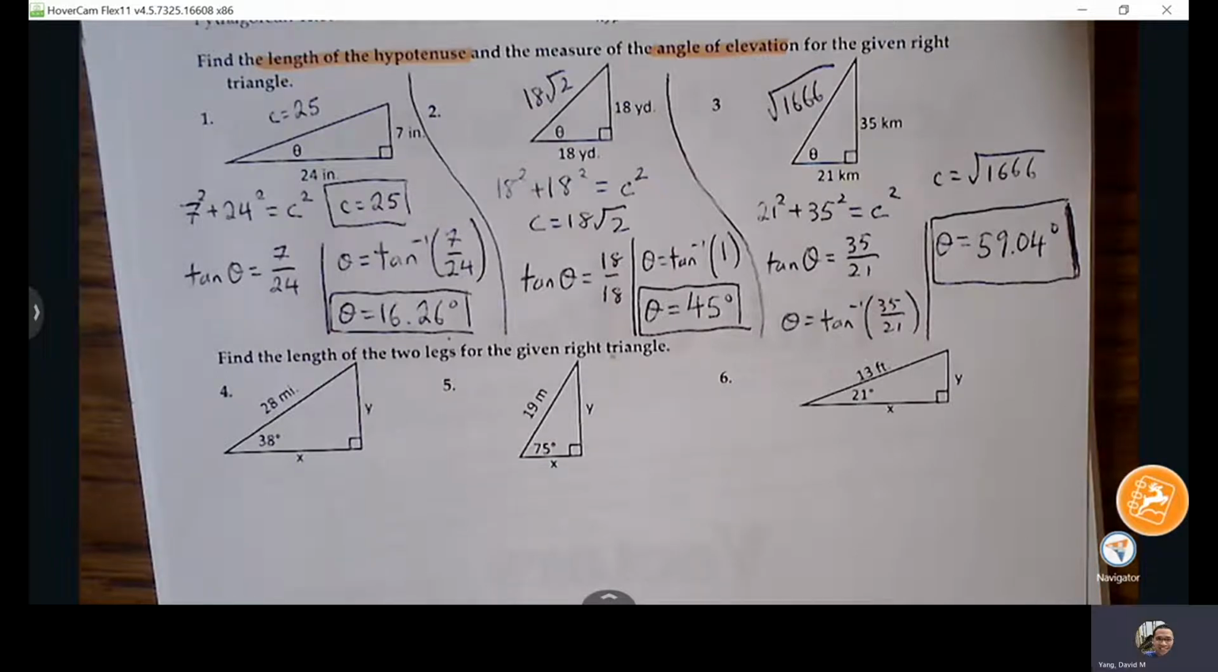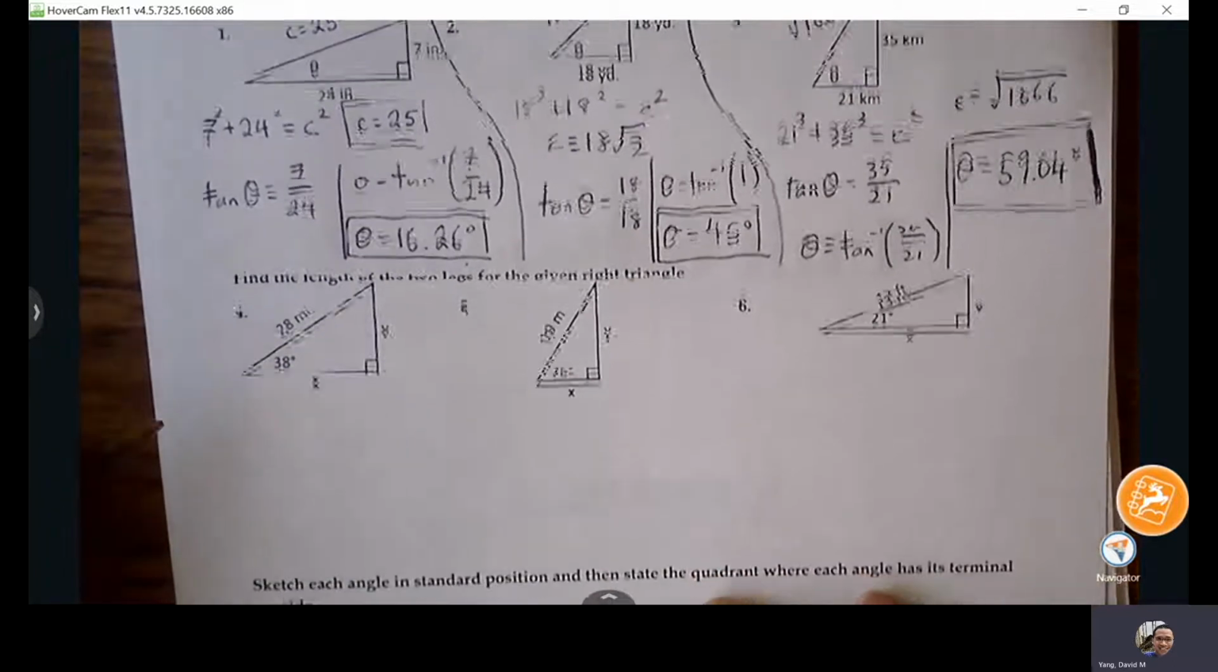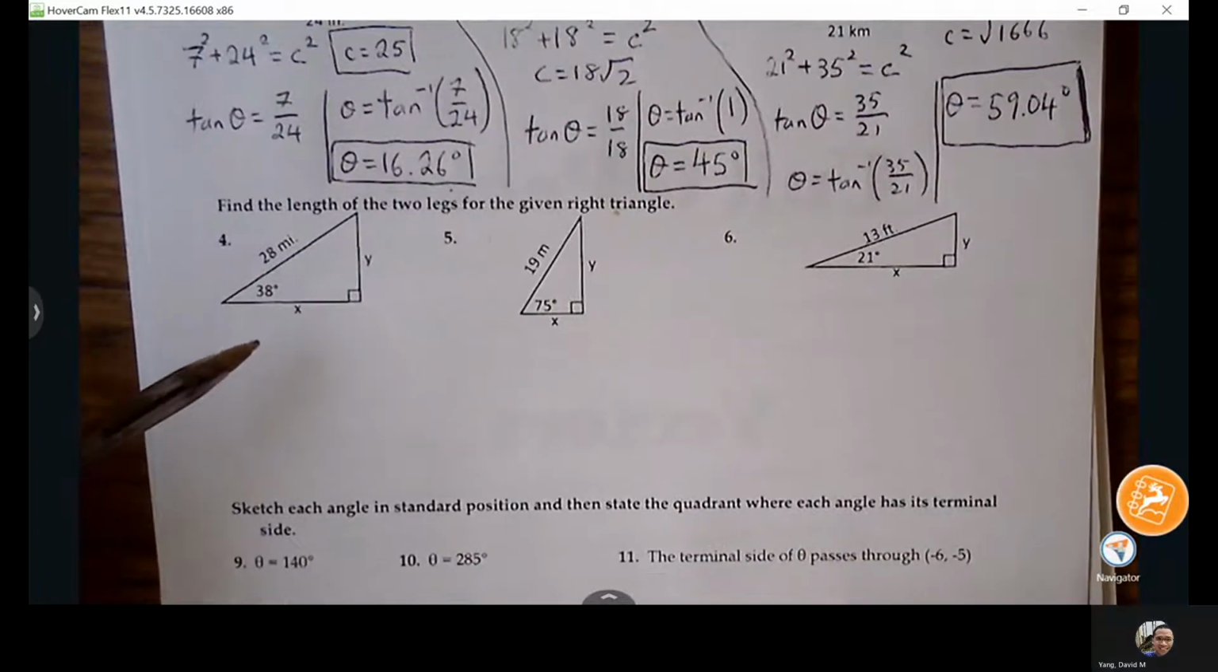Okay, any questions so far? All right, when you get to 4 through 6, you're going to have a variety of ways to work through these, and just kind of give you some refresher here in terms of how we can approach it.